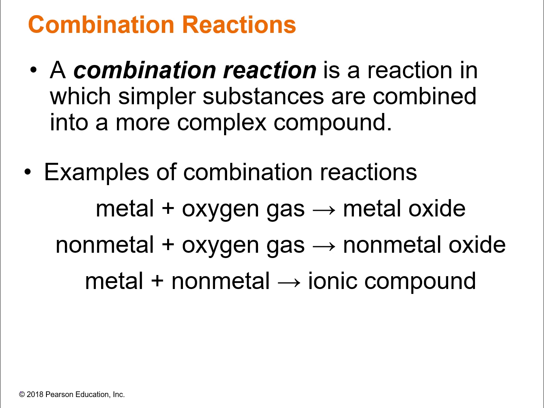The first reaction that we went over was a combination reaction. And as I said, you're taking simpler substances and combining them to make one more complex compound. So I've got some examples of combination reactions where you can take a metal and oxygen gas and make a metal oxide, a non-metal plus oxygen gas to make a non-metal oxide, and take a metal plus a non-metal and make an ionic compound. So these are just 3 examples of what you might see.